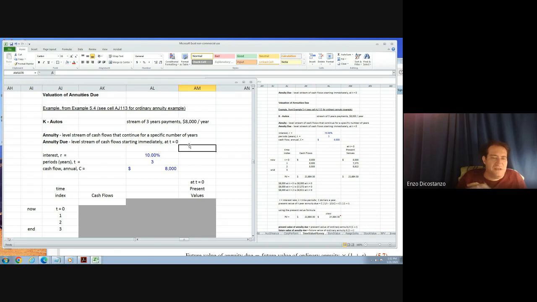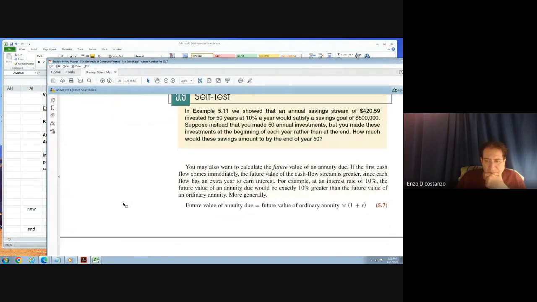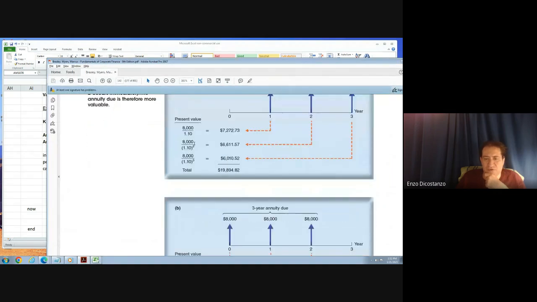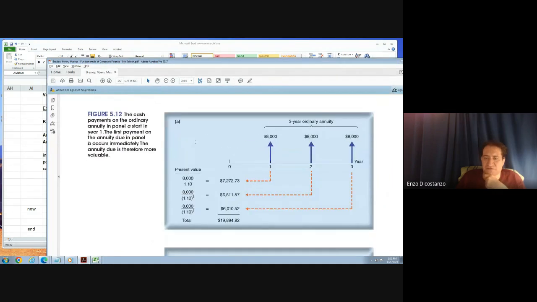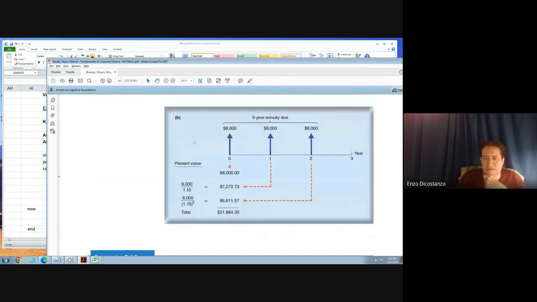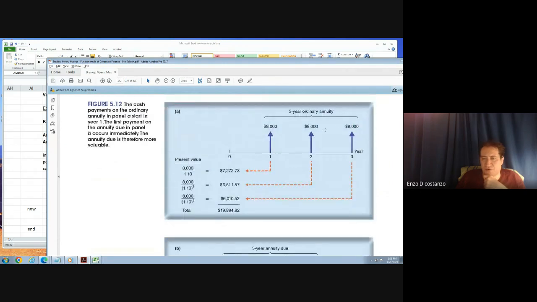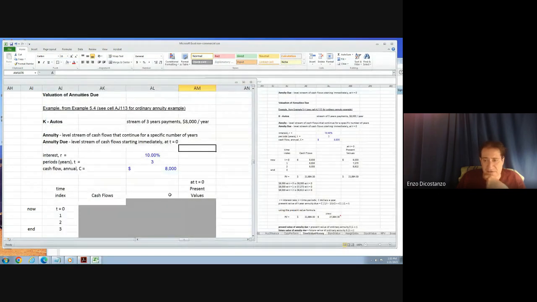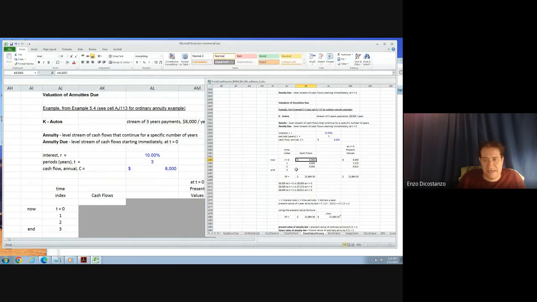So the annuity is a level stream that continues for specific years, a level stream of payments that start immediately. And I think we're trying to do the valuation for an annuity due on this one, right? So we're redoing this, saying what is the value of those 3 cash flows if we do annuity due. And I think this is just the ordinary annuity version. It was 19, and we'll get the other version of this. Okay, so that's next.